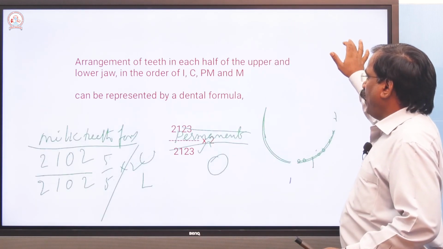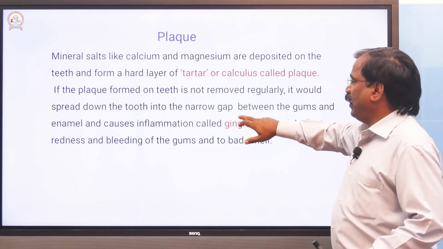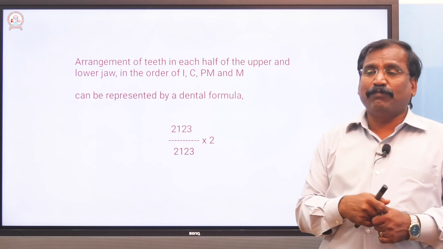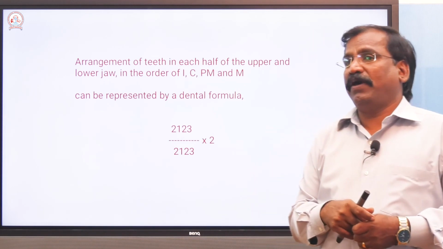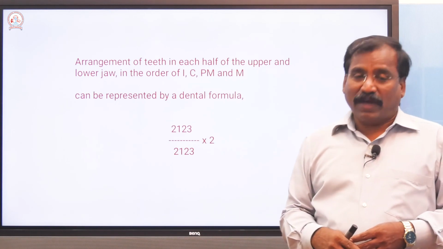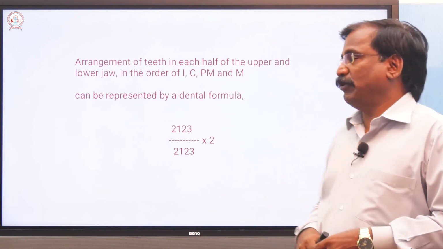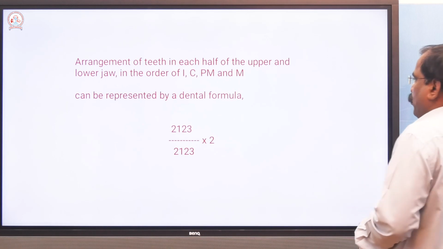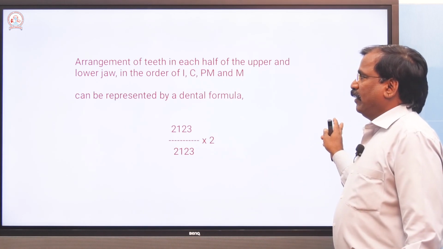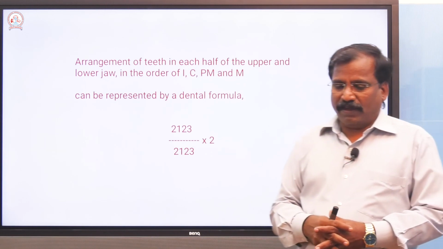வாட் இஸ் டென்டல் ஃபார்முலா? ஓகே, தி அரேஞ்ச்மெண்ட் அண்ட் ஆர்டர், தி நம்பர், அரேஞ்ச்மெண்ட் அண்ட் ஆர்டர். இந்த நம்பர் அண்ட் அரேஞ்ச்மெண்ட்டை பேஸ் பண்ணி நம்ம அதை ரெப்ரசன்ட் பண்ணுறோம். தட் இஸ் டென்டல் ஃபார்முலா.